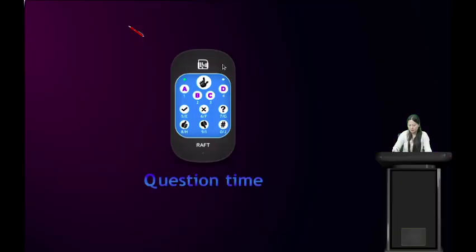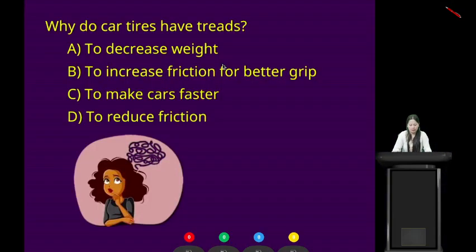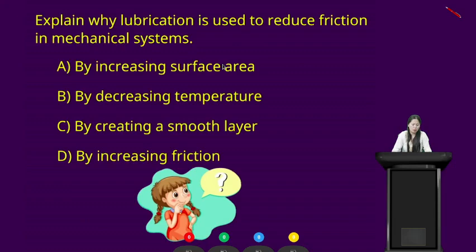Alright, students, we have another question. Please get your rough devices ready. The question is, explain why lubrication is used to reduce friction in mechanical systems. We have 4 options. I'm giving you 30 seconds for this question. Your time starts now.